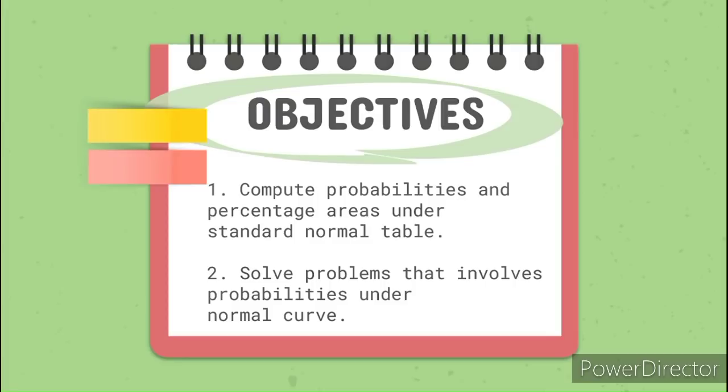So in this module, mga anak, we will learn how to compute probabilities and percentage areas under the standard normal table. Mamaya, mag-shade tayo ng mga areas, kung saan ba dapat ito, kung saan ba dapat yan. Napagdaanan na nila yan nung senior high school, alam na nila kung saan ang positive at negative. And solve problems that involve probabilities under normal curve.